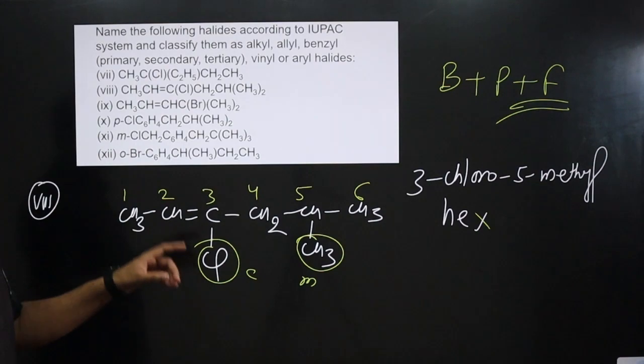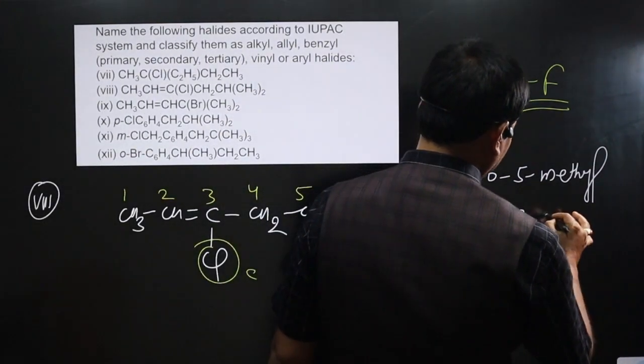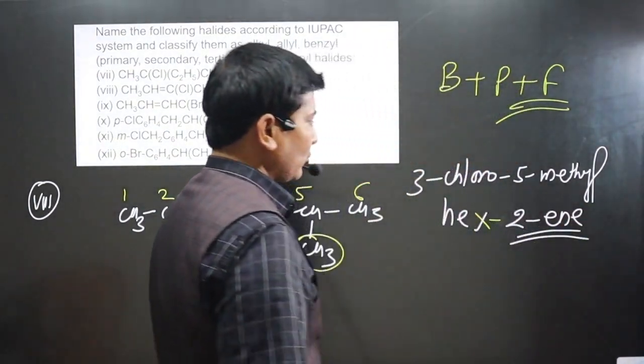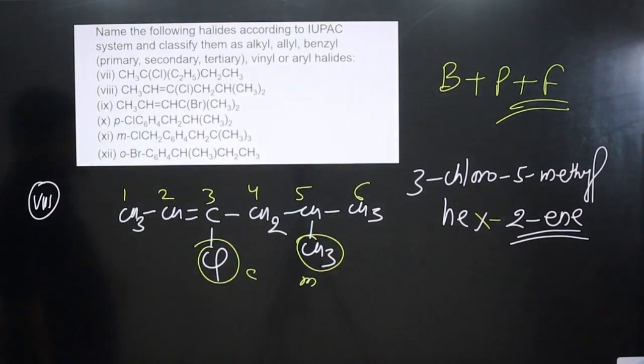Okay, and you can see in the second carbon a double bond is there, so you can mention hex-2-ene. So 3-chloro-5-methylhex-2-ene is the IUPAC name.